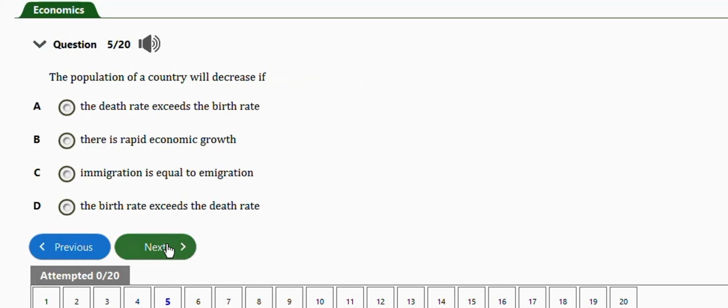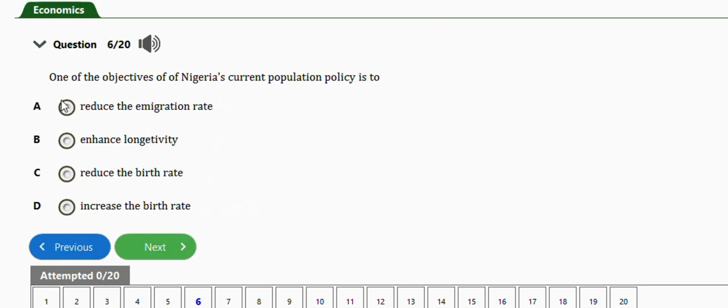Next question. It says the population of a country will decrease if the death rate exceeds the birth rate, there is rapid economic growth, immigration is equal to emigration, the birth rate exceeds the death rate. So the right answer is option A, the death rate exceeds the birth rate. That's when population will decrease. Next question. It says one of the objectives of Nigeria's current population policy is to reduce the immigration rate, enhance longevity, reduce the birth rate, increase the birth rate. Right answer is option C, reduce the birth rate.